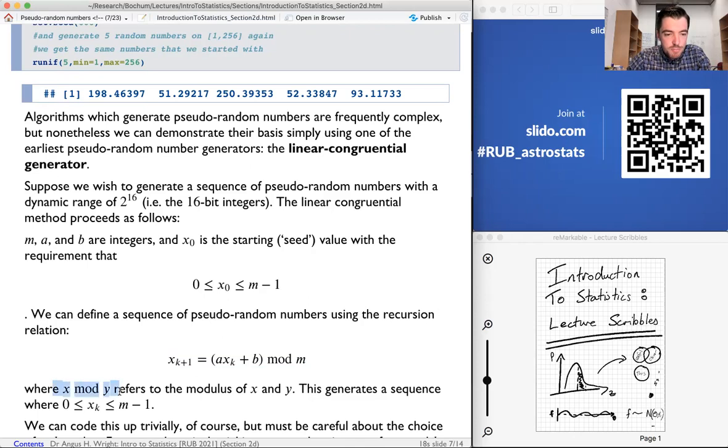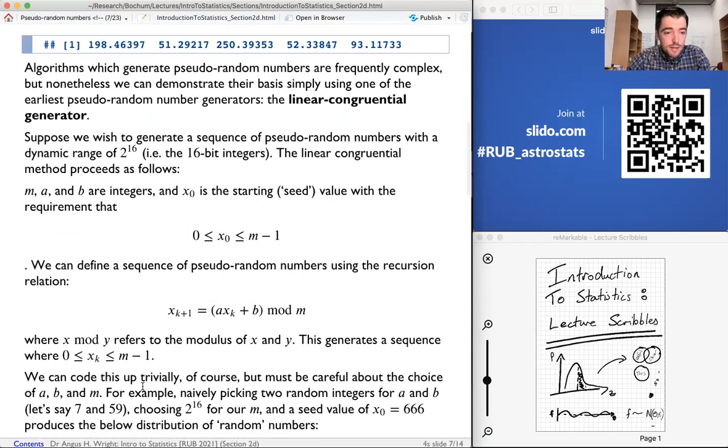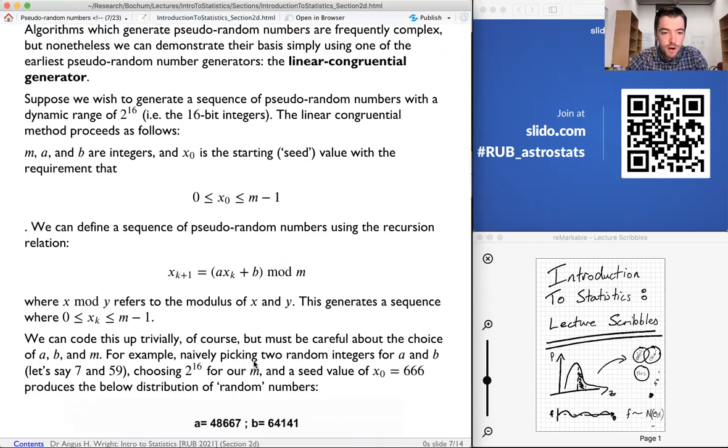So x mod y refers to the modulus of x and y, the remainder, for those of you who don't remember what that term means. It's the remainder that you get when you divide x by y. This is a pretty simple function, just a single recursion relation. So it's pretty easy for us to code up, just in a few lines.